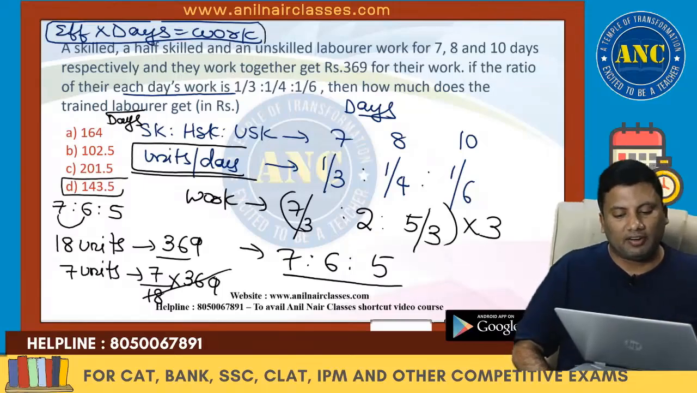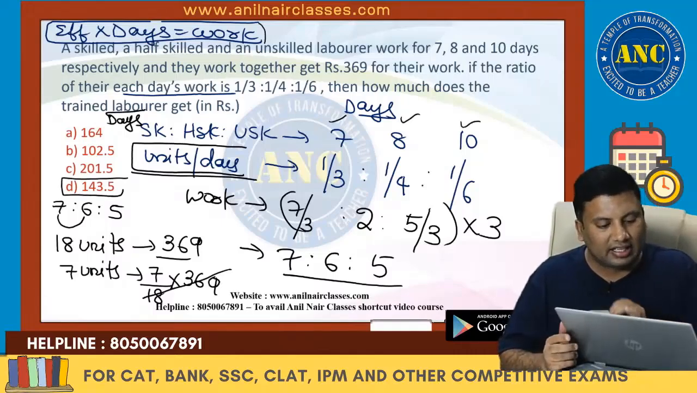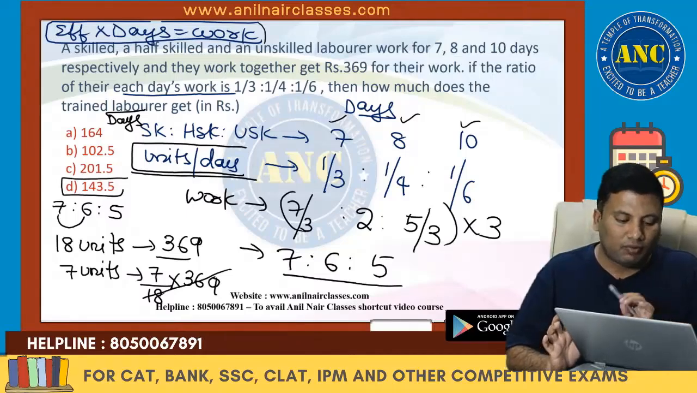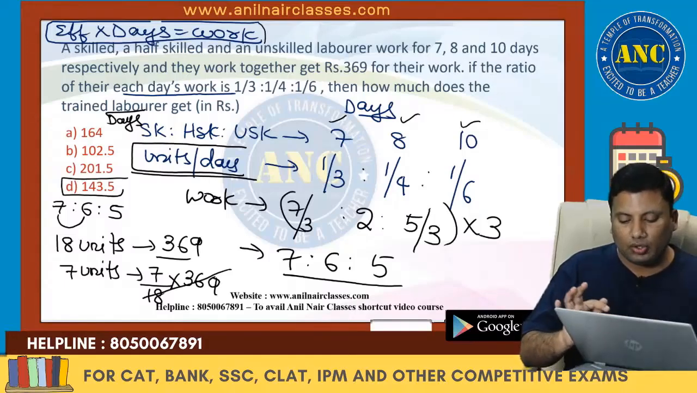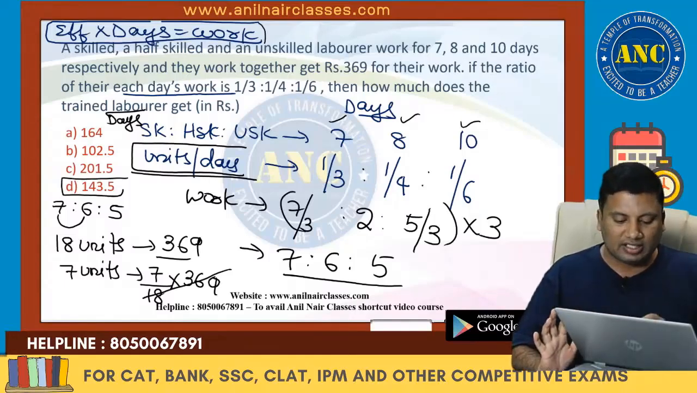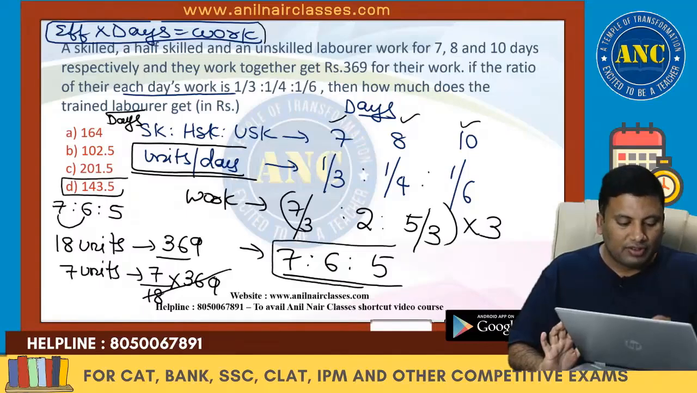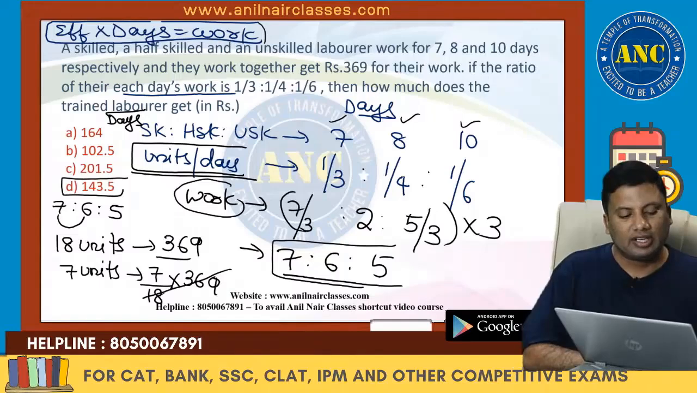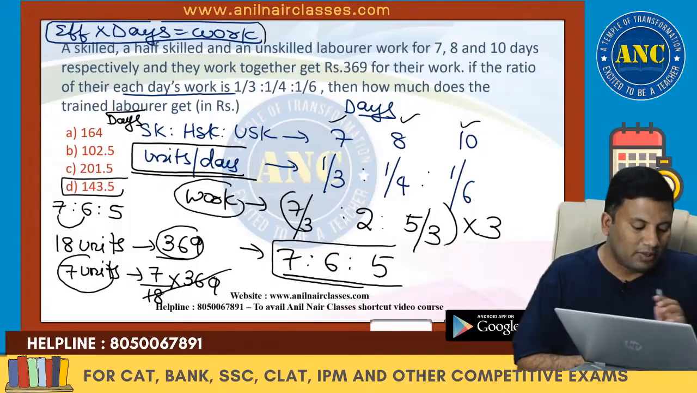Efficiency into number of days is work. Number of days is 7, 8 and 10. Efficiency is 1/3, 1/4, 1/6. So work will be 7 into 1/3, 8 into 1/4, 10 into 1/6. 7/3, 2 and 5/3. Multiply by 3. 7 is to 6 is to 5. These are the total units done. 7 units, 6 units, 5 units. 18 units, it is 369. 7 units, how much is it?